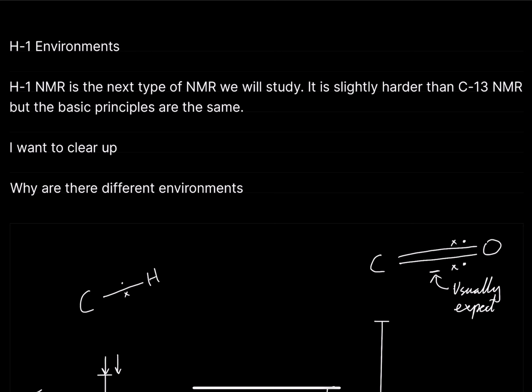So hydrogen 1 NMR is the next type of NMR we'll study. It's slightly harder than carbon-13 NMR, which I'll leave a link to in the description, the previous video. But the basic principles are generally the same.